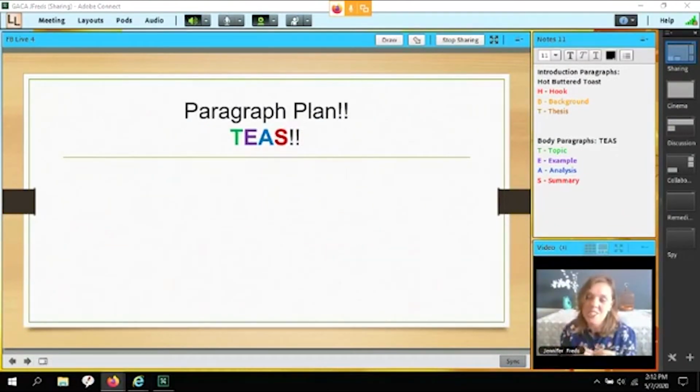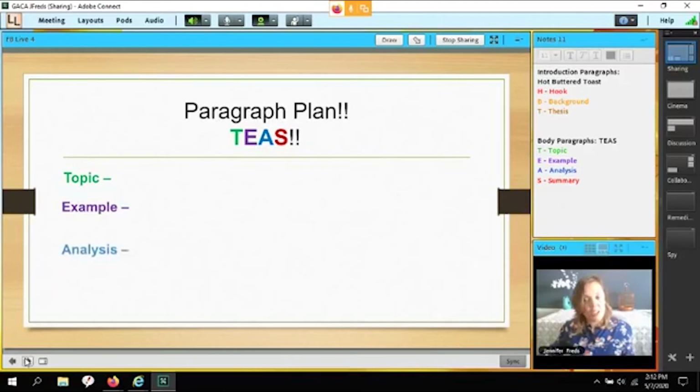These are just the essentials. So you can add detail, you can add your own personal style. Maybe your tea is a hot tea, maybe your tea is a sweet tea, maybe your tea has lemon in it. That's all part of your personal style, which should come through in your writing, and that will come through in your writer's voice and your details. But essentially, you have to have four things. You have to have your topic, you have to have an example, you should have some analysis, and a summary of the information in that specific paragraph.